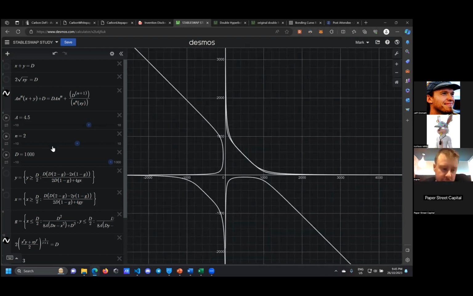Okay, so that's those two expressions. And just for good measure, in this Desmos, I've also got the straight line and the normal constant product one in there as well.